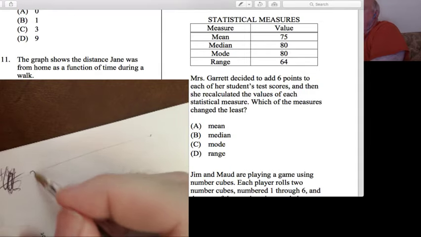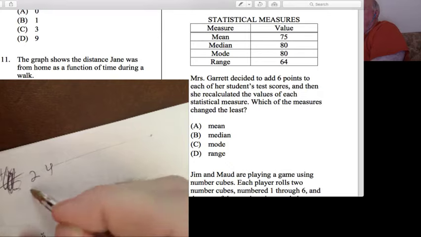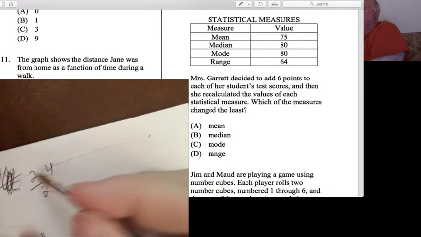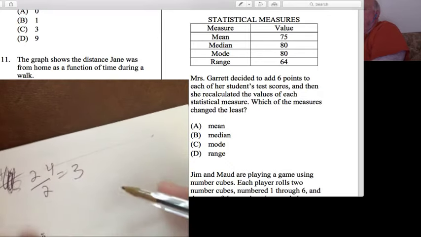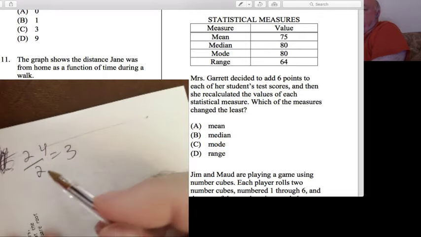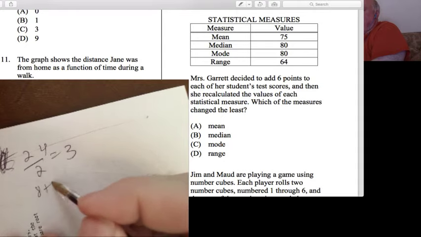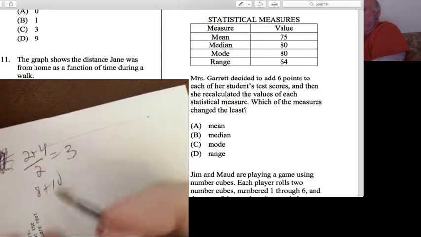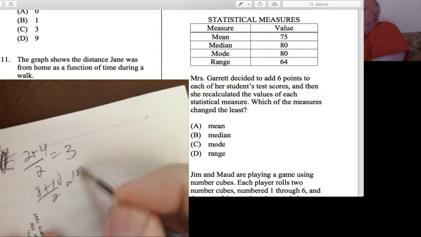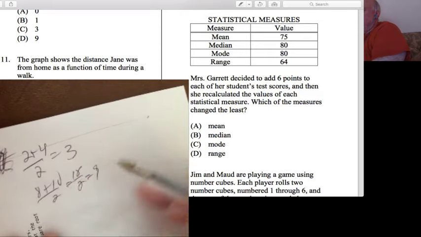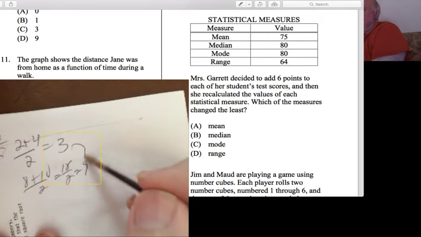So if I have 2 and 4, I get the average of that. I add them to get 6 and divide by 2, which is equal to 3. So if I add 6 to each number, I'm going to get 8 plus 10 over 2. I'm going to get 18 over 2, and that's equal to 9. So the average went up by 6.